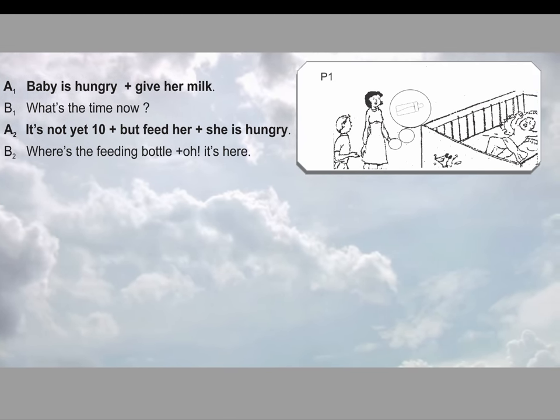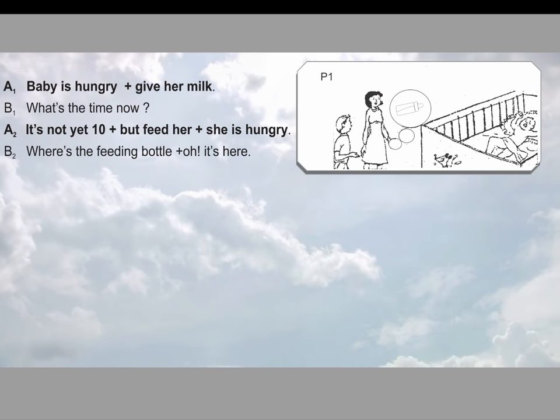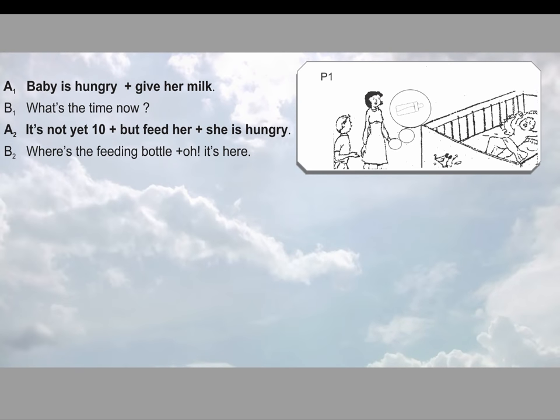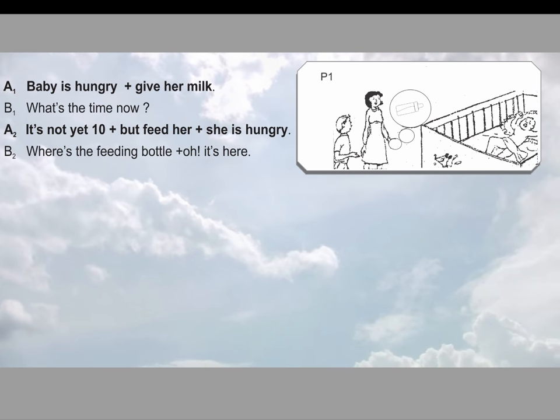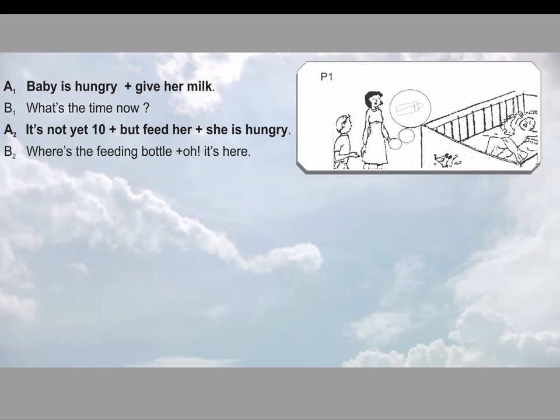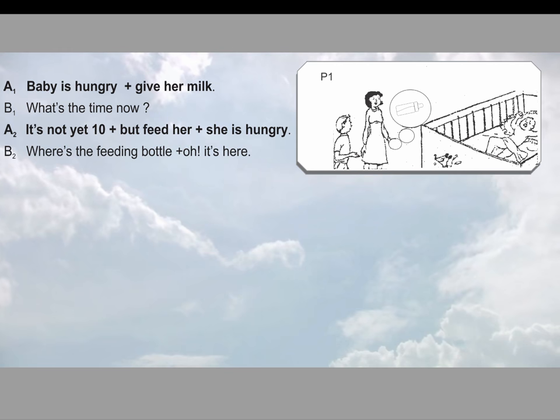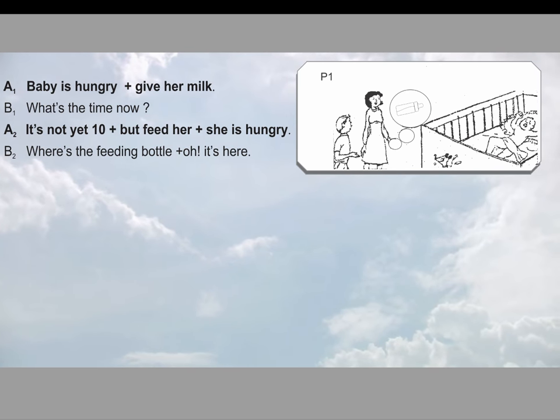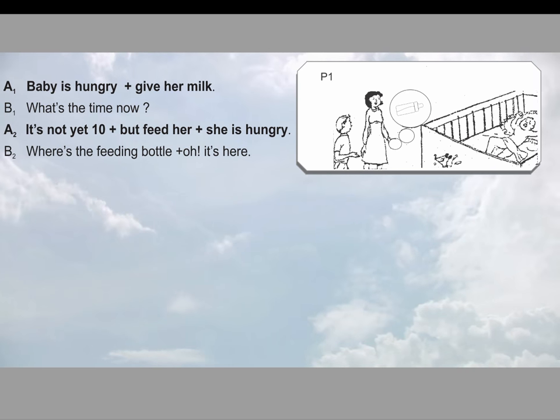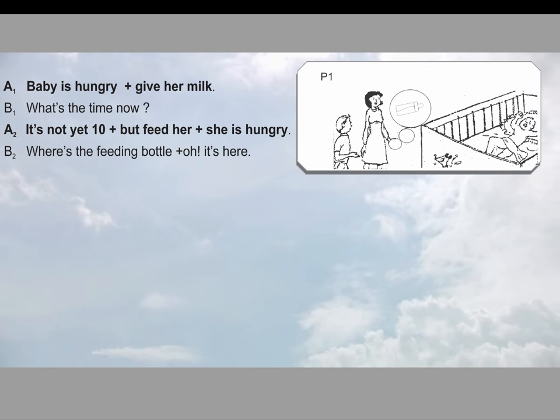Exercise 3.1. Read, look up and tell method. Here, you listen to the A part of my dialogue. Then, you read the B part silently and say it looking at the relevant picture.